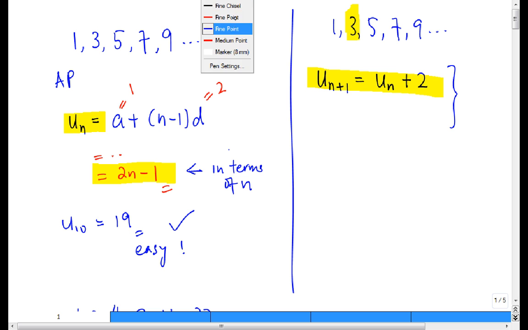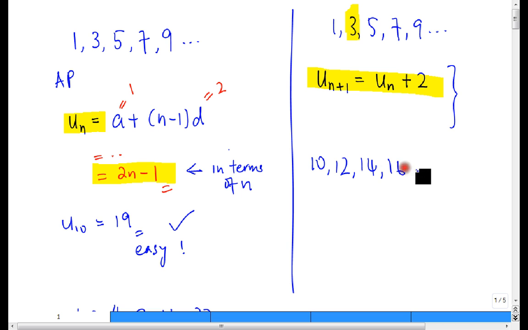This series can easily be 10, 12, 14, 16, and so on. Correct? I must write that U1 equals 1. Only then is it complete, and only then can we reject this one. We must always give the first term.